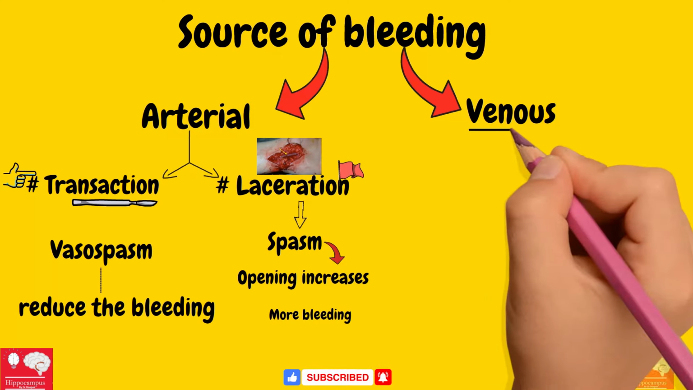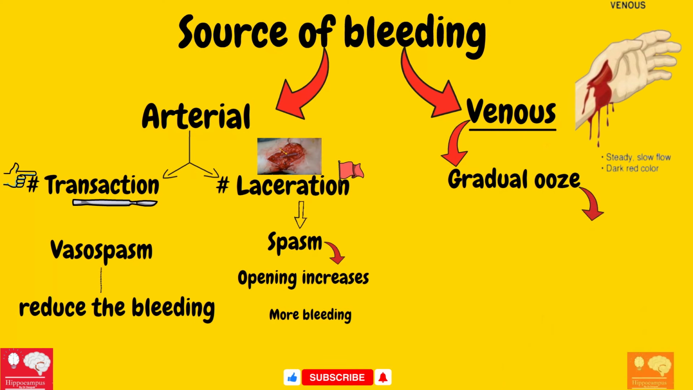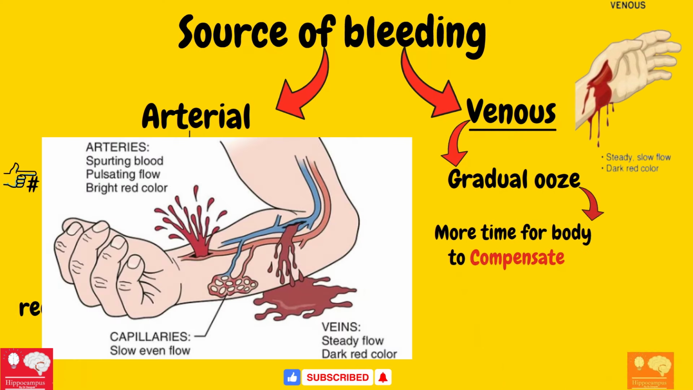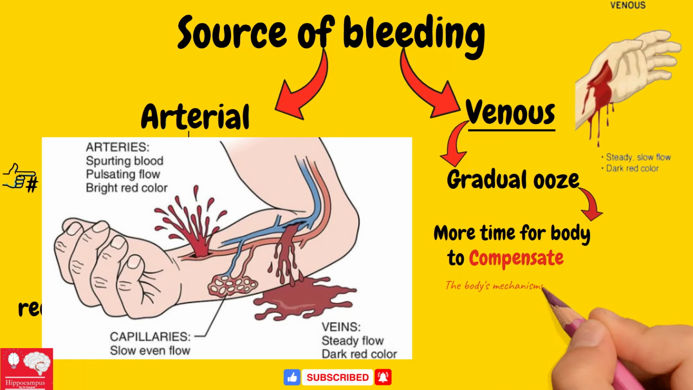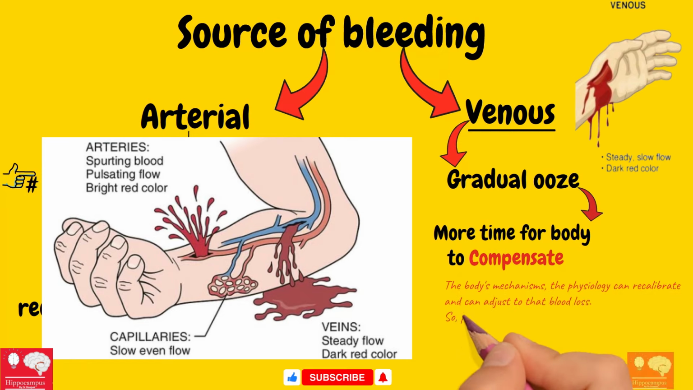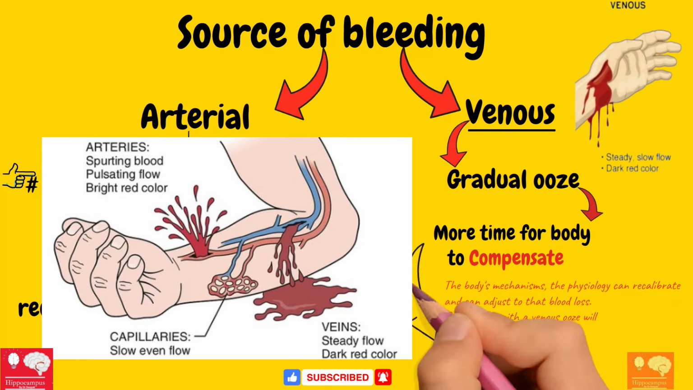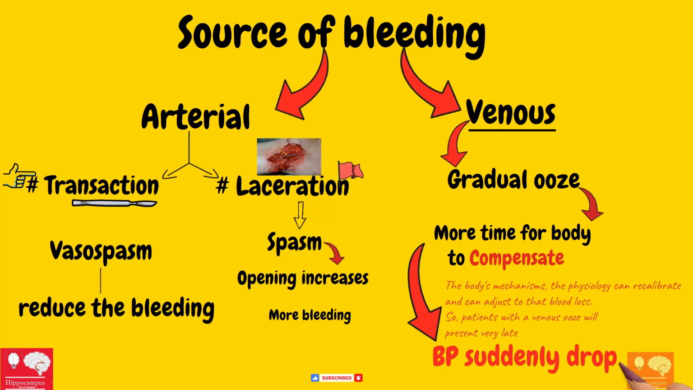Okay. Now venous bleed. It is a gradual ooze. Because it is a gradual ooze, there is more time for the body to compensate. So the body's physiology can recalibrate and adjust to that blood loss. So a patient with venous ooze will present very late, when the blood pressure suddenly drops.